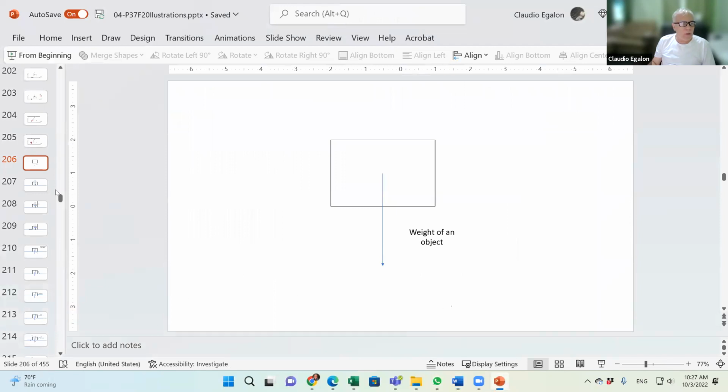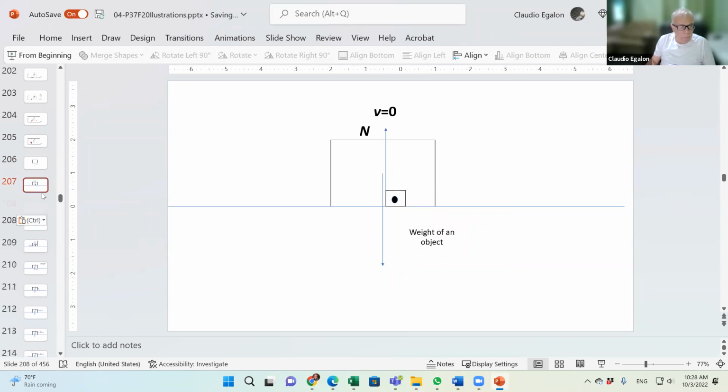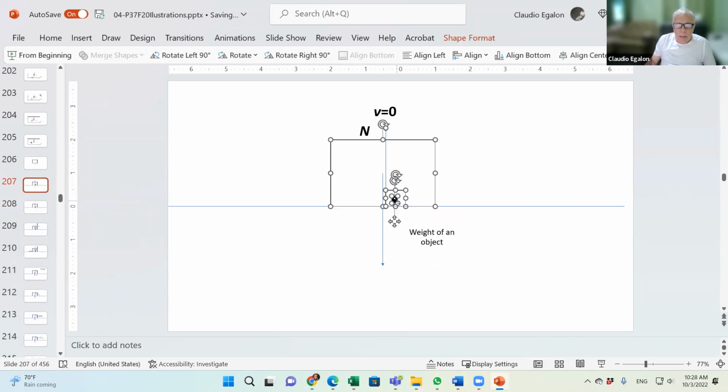Now we go ahead and put this block on a surface, just like I put my cell phone right at the surface of my hand. You can see that this object is not going anywhere. Why is that? There's a reason for that. Every object is going to have its own weight. So let me put that here. Here you go, weight. And then when I look at this object, it's not moving.